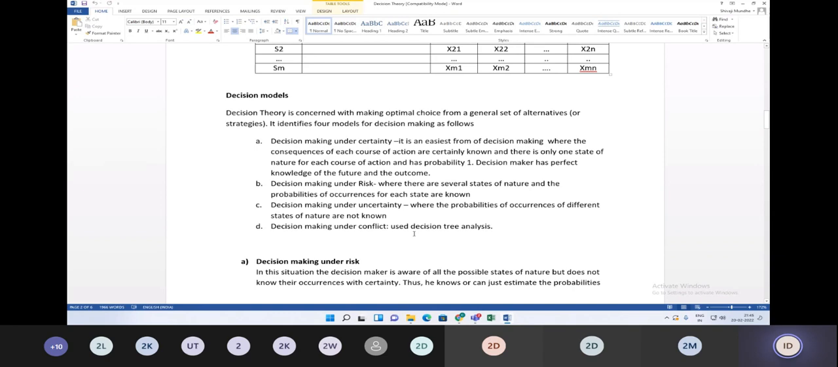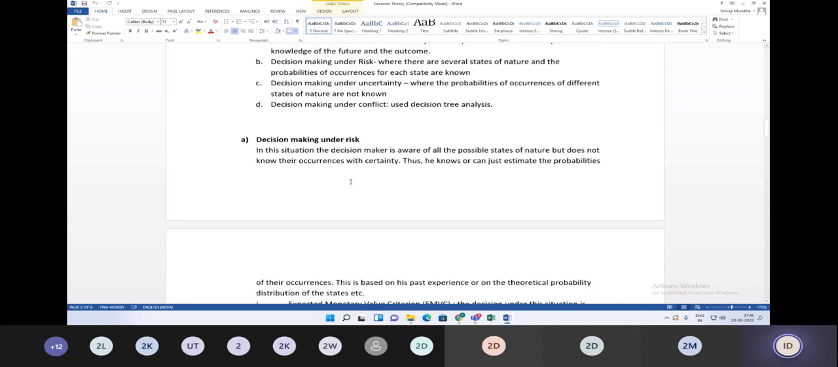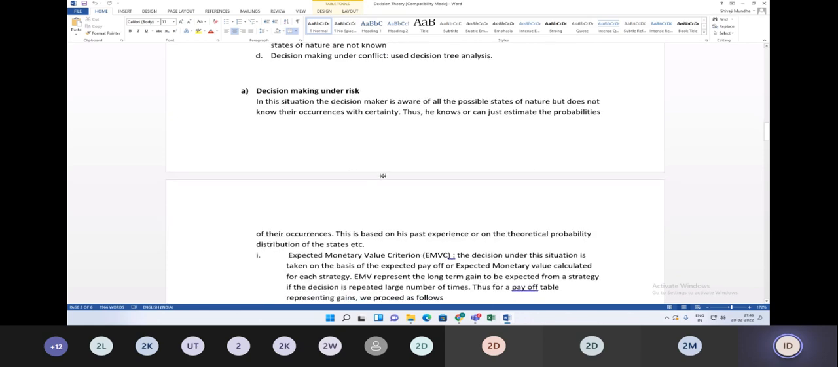Sometimes a decision conflict is going to be created. Suppose there are groups of persons. One group is saying that the X decision will be taken, and another group says that the Y decision is to be taken. So which one is to be finalized will be decided by using the decision tree analysis, right? So which is the better path? Decision making under risk, which we have already discussed.